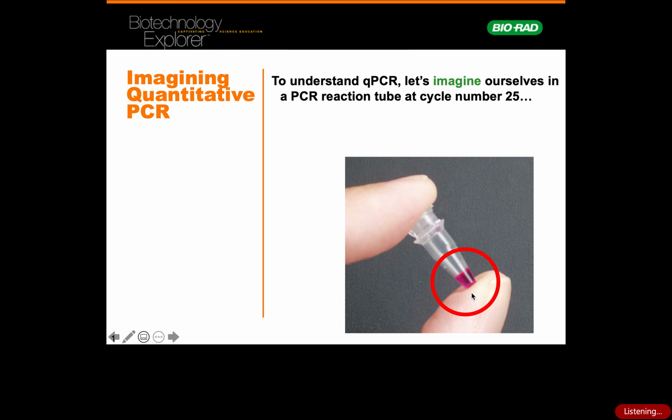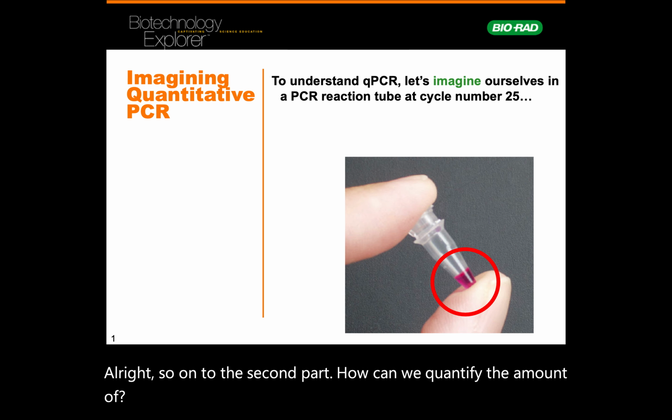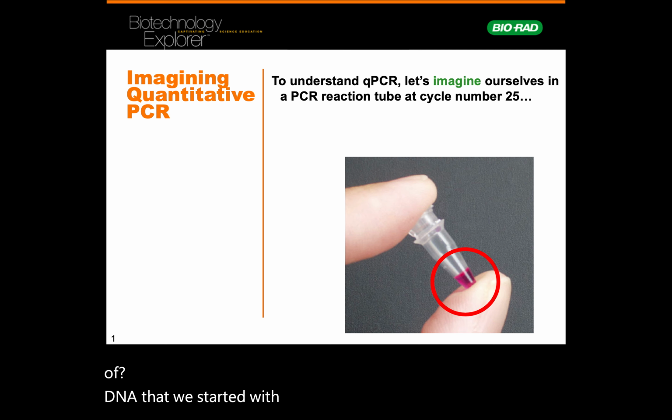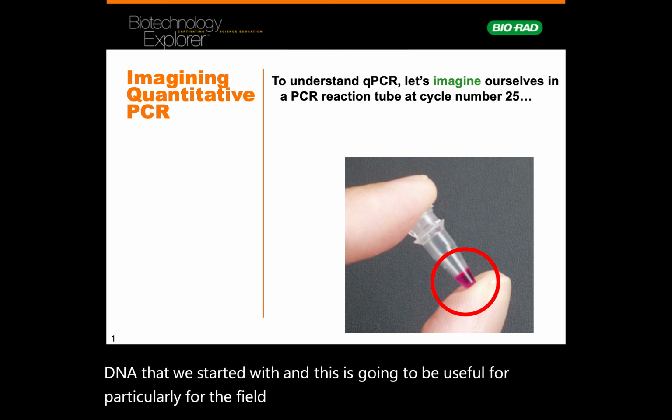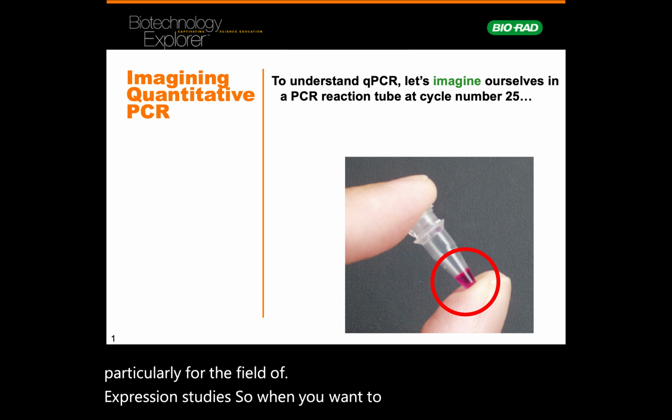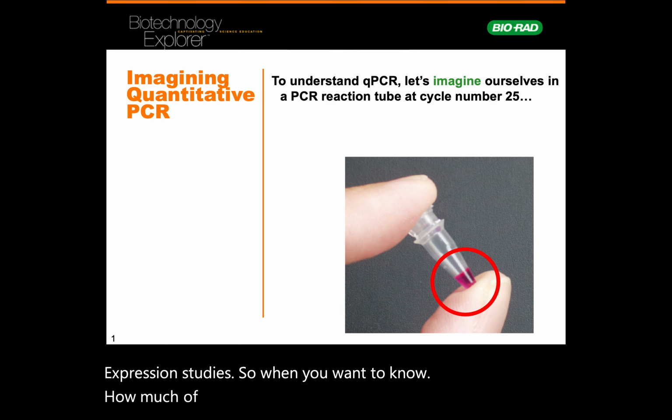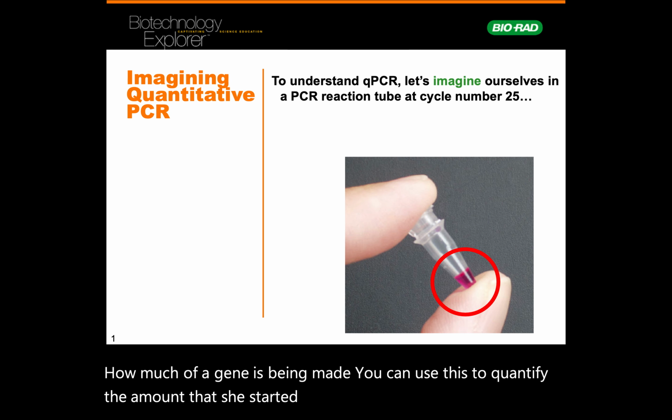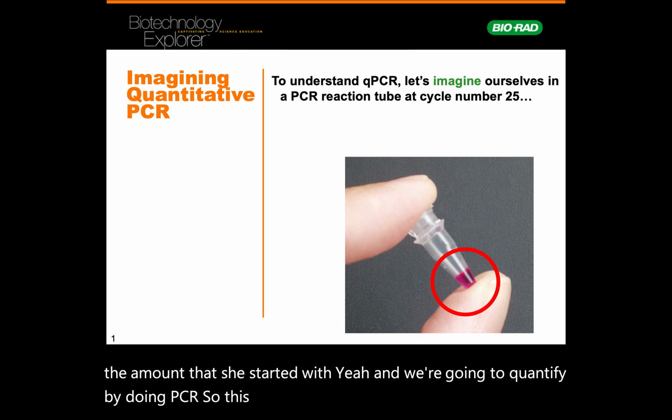All right, so on to the second part. How can we quantify the amount of DNA that we started with? This is going to be useful particularly for the field of expression studies. So when you want to know how much of a gene is being made, you can use this to quantify the amount that you started with. And we're going to quantify by doing PCR. So this is quantitative PCR.